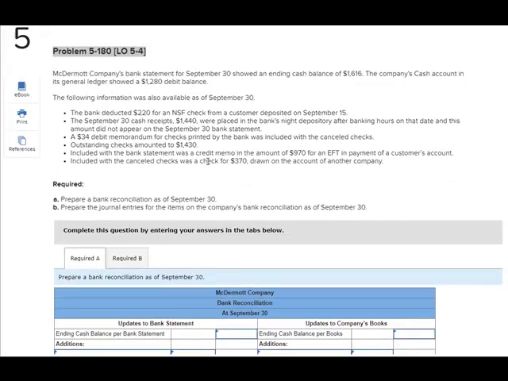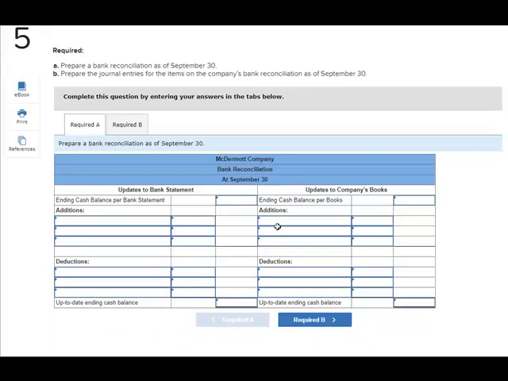Then there was a credit memorandum on the bank statement. That means that's a deposit showing on the bank statement in the amount of $970. And that was for an electronic funds transfer. A customer transferred that through the bank in payment on their account. So that's money we didn't know about till we got the bank statement. Therefore, we need to put it into the additions section here for the company's books for the amount of that deposit.